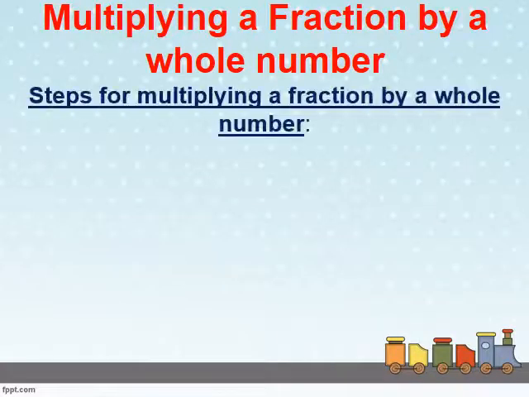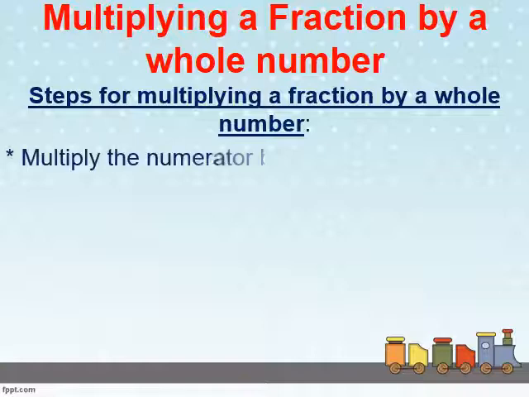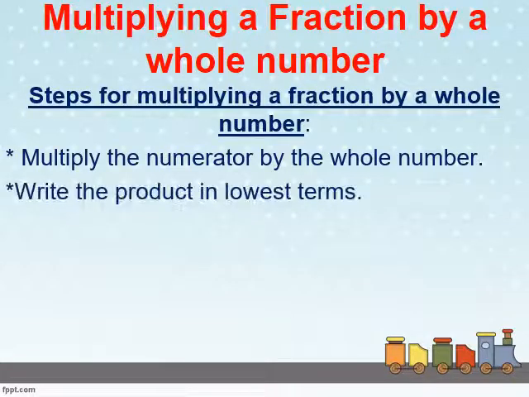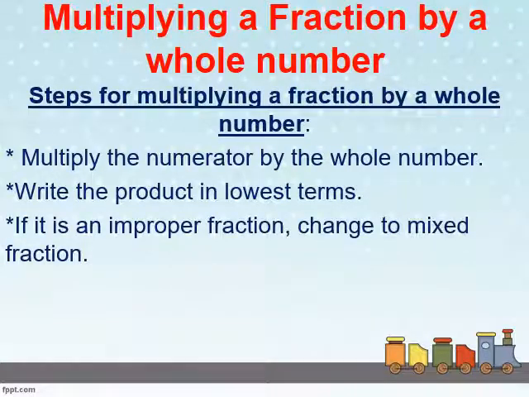Now children, let us learn the steps for multiplying a fraction by a whole number. Multiply the numerator by the whole number. This is the first step. Write the product in lowest terms. If it is an improper fraction, then change it to a mixed fraction.